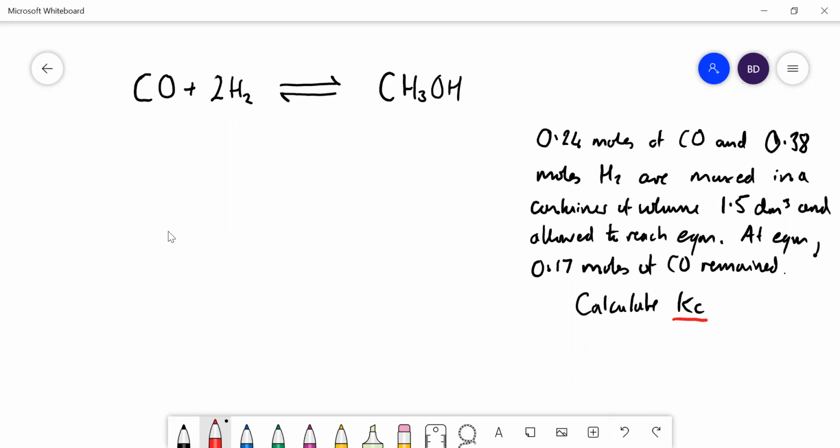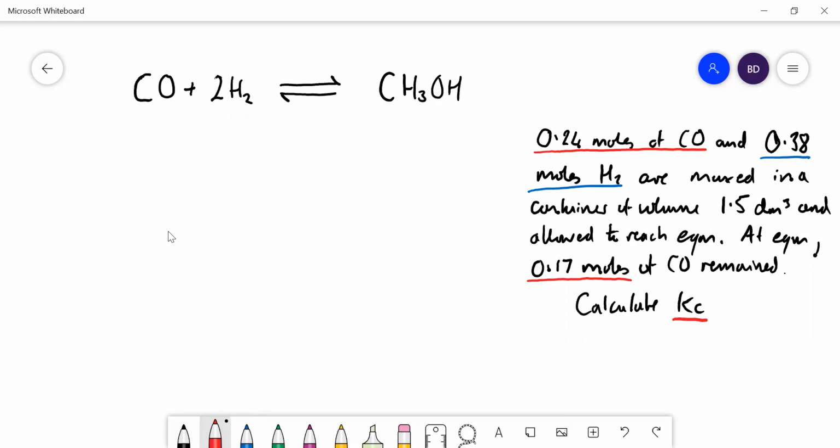Well, they tell us that to start off with, you get 0.24 moles of carbon monoxide, and you get 0.38 moles of hydrogen. And they're sealed together and allowed to reach equilibrium. And at equilibrium, the amount of carbon monoxide has gone down to 0.15. Okay, so how would we do this?